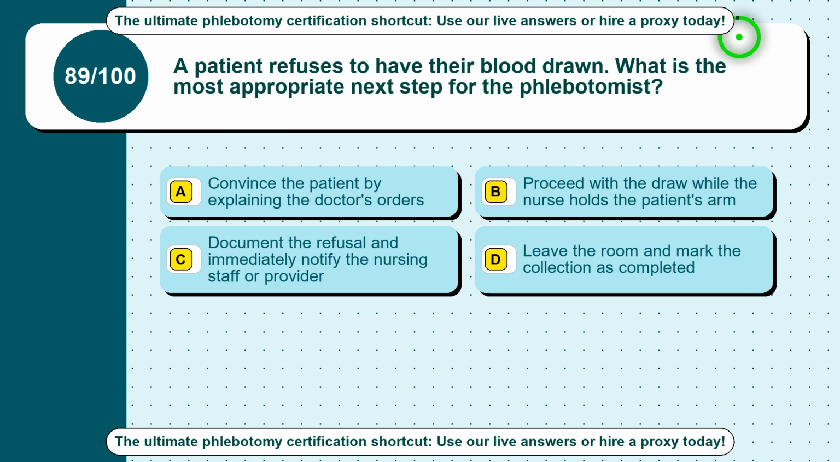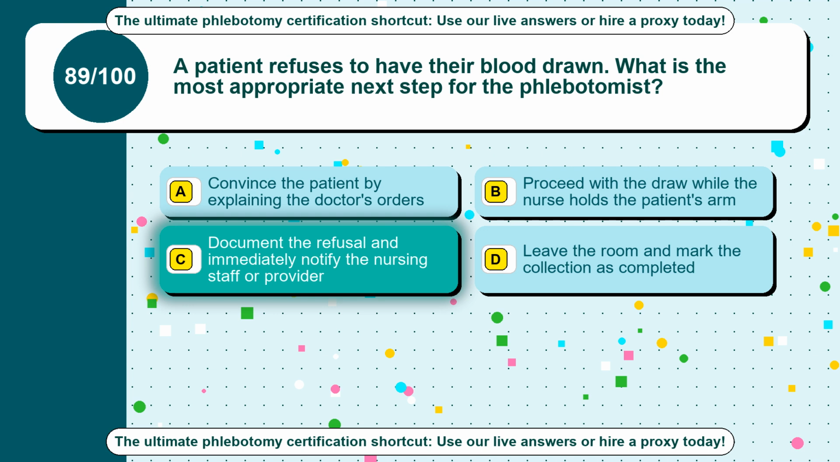Question 89. A patient refuses to have their blood drawn. What is the most appropriate next step for the phlebotomist? Option A, convince the patient by explaining the doctor's orders. Option B, proceed with the draw while the nurse holds the patient's arm. Option C, document the refusal and immediately notify the nursing staff or provider. Option D, leave the room and mark the collection as completed.